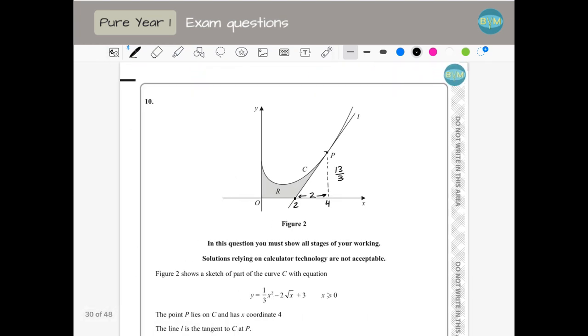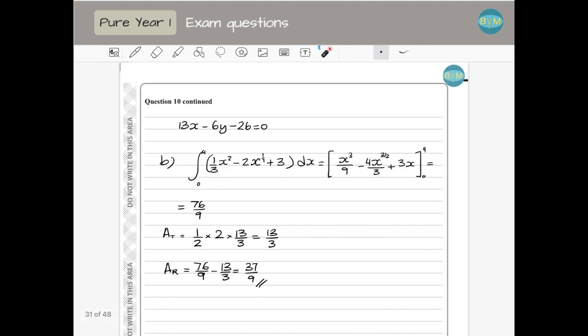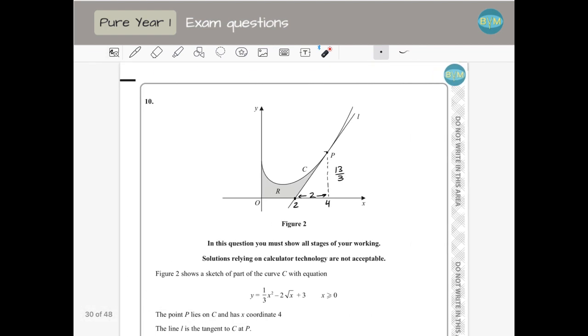And I can leave it that way. They ask for the exact area. So when they say exact area, don't evaluate with the calculator, don't find a decimal, just leave the fraction or the square root or whatever you have. So this is the area. And that's it for this question.